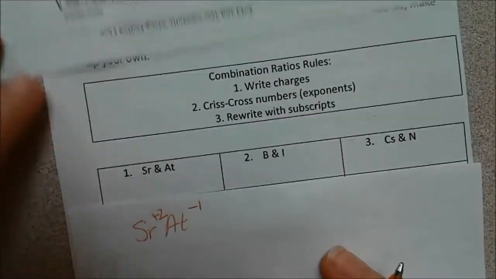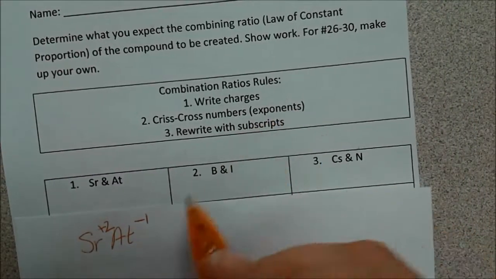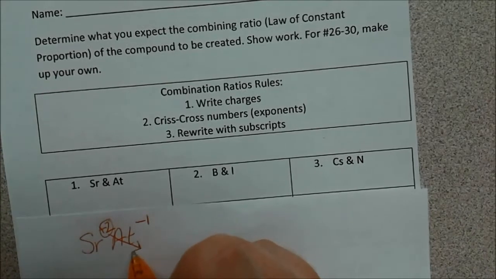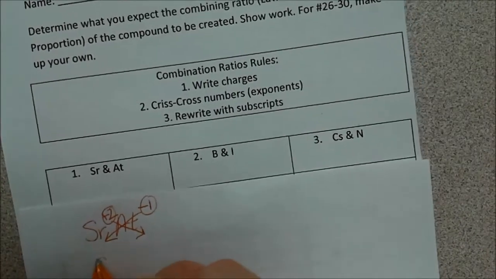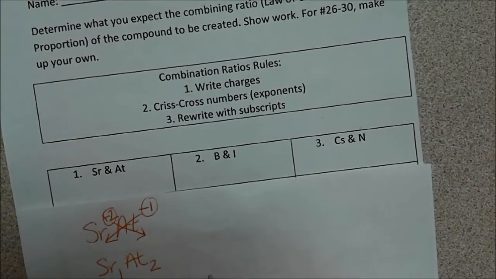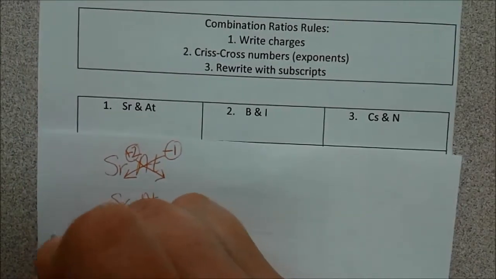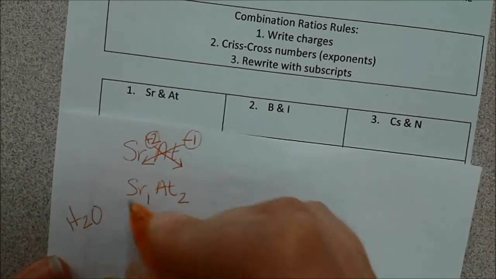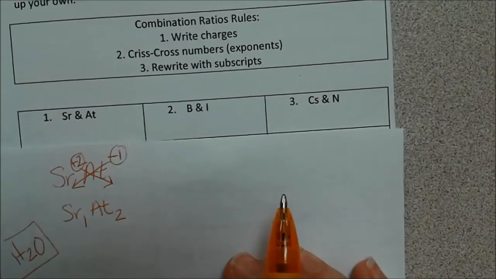Negative 1. The second procedure is to crisscross the numbers, the exponents. So you're going to take this and drop it down there. You're going to take this and drop it down there. So the answer would be SrAt2. So you don't need to write this 1 because it's assumed, because it's already there. Just like for water, we don't put a 1 there because it's already assumed because it's present.